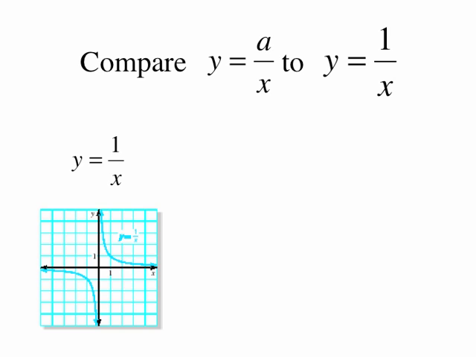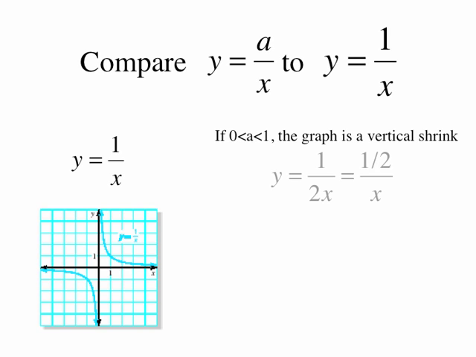Next, if we look at a that's between 0 and 1, that is a fraction, 0.5, 0.78, 0.0001, something that's between 0 and 1, then the graph is going to be a vertical shrink. So let's say that I asked you, what is the graph of y equals 1 over 2x? Well, first it's helpful for you to think of this as y equals 1/2 over x. These two expressions, 1 over 2x and 1/2 over x, are equivalent expressions. They're just the same thing written two different ways.